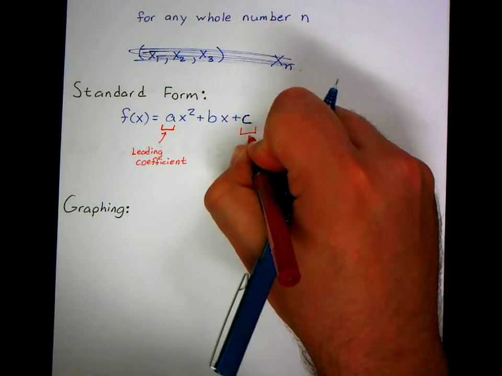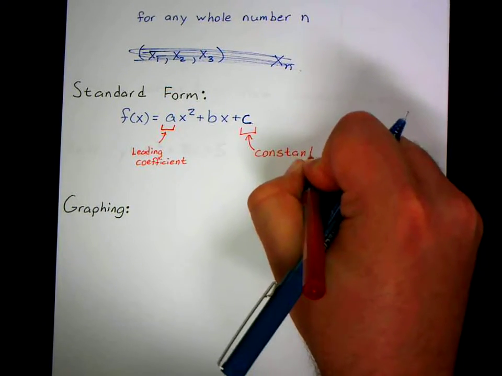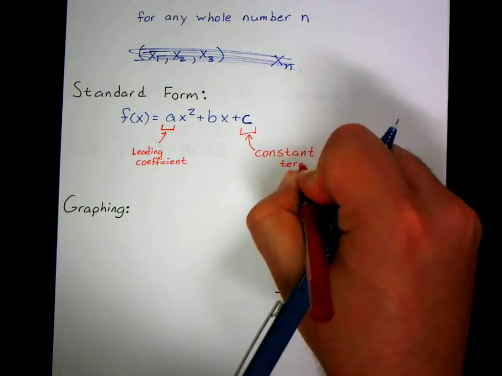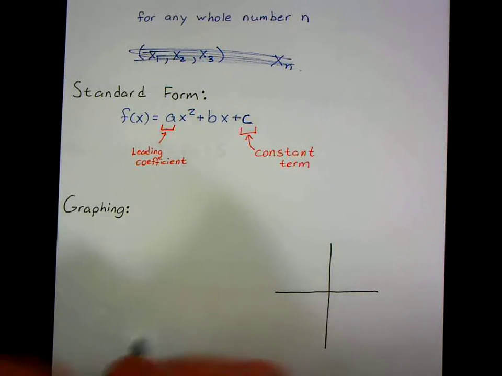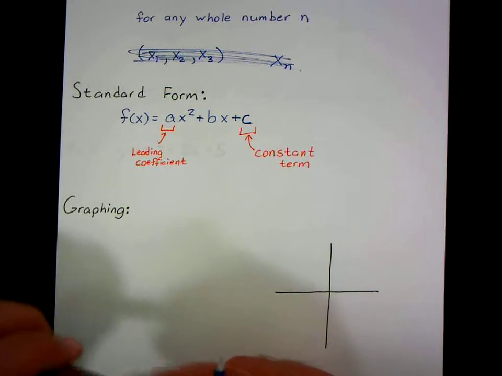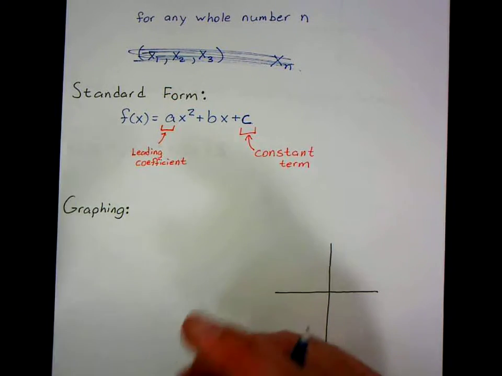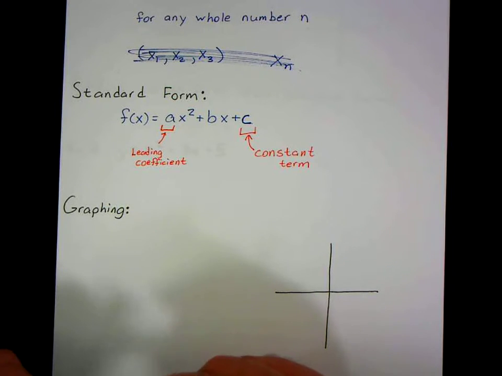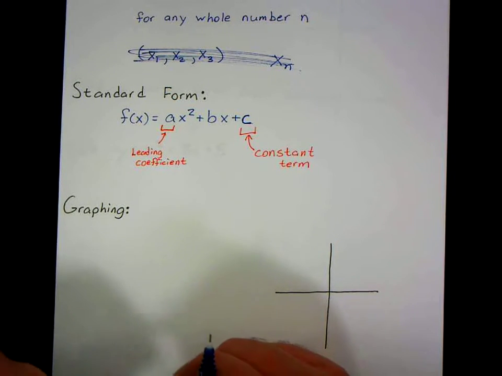The c is considered your constant term. It's constant because that term never changes, because it doesn't have any x values with it. So it doesn't matter what you plug in for x, this is always going to be that value of c. Trying to think if we need anything else for today, but I think that's about it.